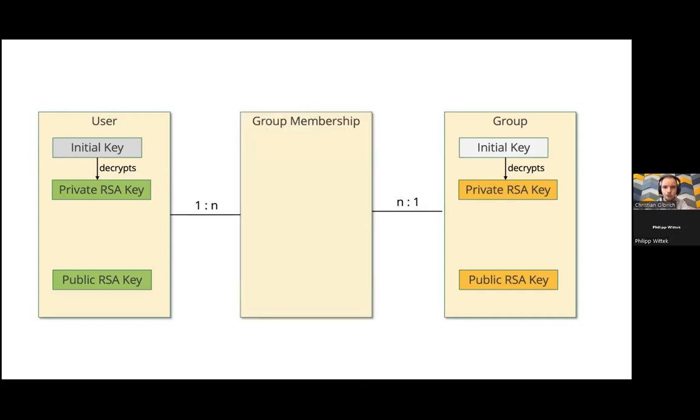These have a relation through a group membership. One user can have several group memberships, and one group can also be part of several group memberships. And this group membership simply has the group's initial key encrypted with the user's public RSA key. So the user can use his private key after he has decrypted it, and with that decrypt the group initial key, and with that group initial key he can then access the private RSA key of the group and continue with decrypting any files that are encrypted for that group.